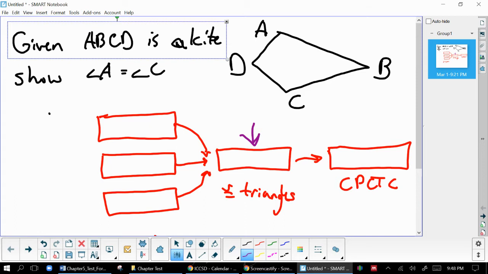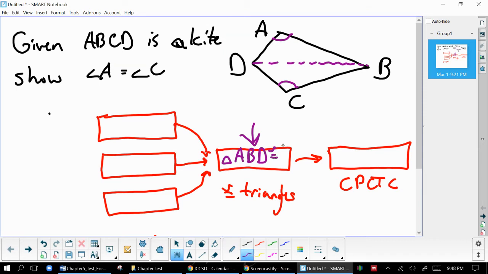So a kite, especially if it had the diagonals drawn in, is going to have a lot of triangles. But I need to have one that has all of angle A in one of them and all of angle C in the other. So my only real choice here is to look at the 2 triangles created by this diagonal. So I know right off the bat that I'm going to be talking about triangle ABD and triangle CBD. So that's your first step, is figuring out which 2 triangles you're talking about.